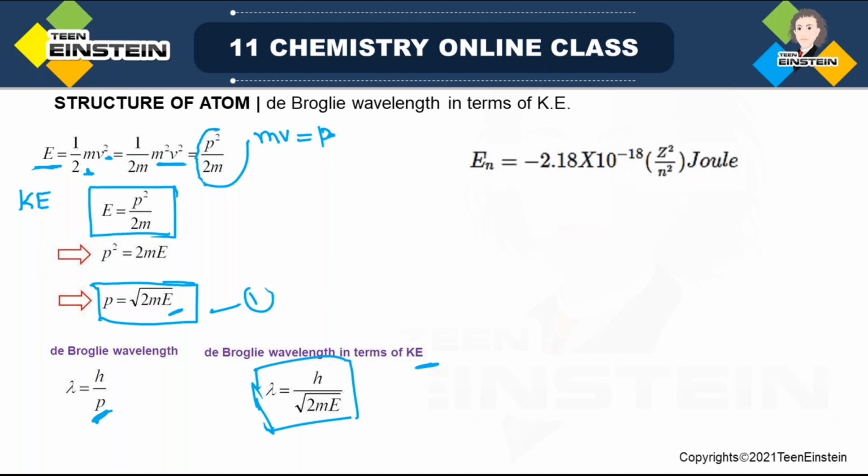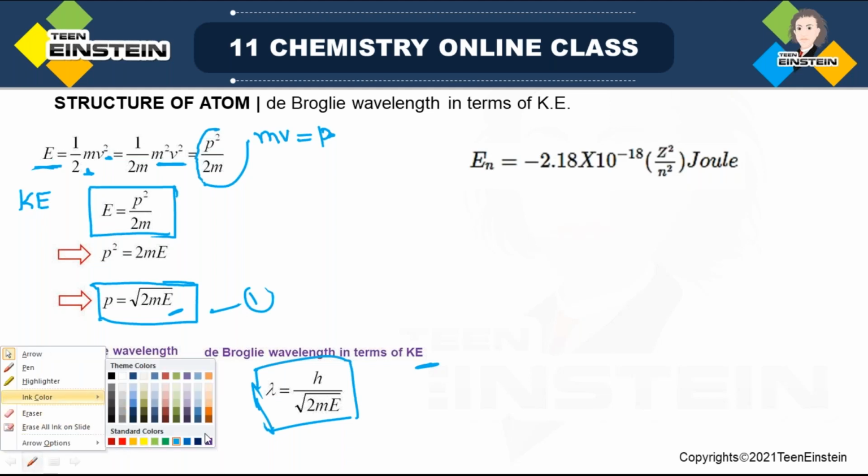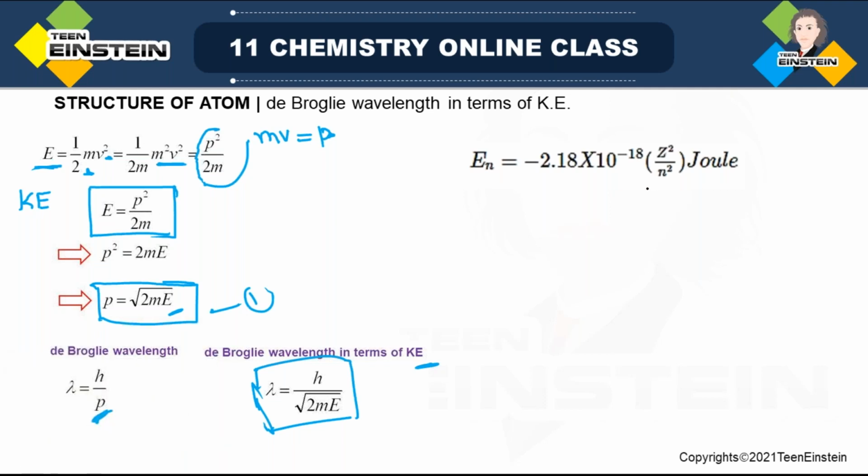Next, one thing I want to show here, which is also important for solving questions. We have seen from Bohr's model that the energy En for any energy level n, for a hydrogen-like system, is minus 2.18 into 10 to the power minus 18 Z square by n square. Now for hydrogen, Z is equal to 1, there is only one energy level, n is equal to 1, and there is only one electron for a hydrogen-like system.